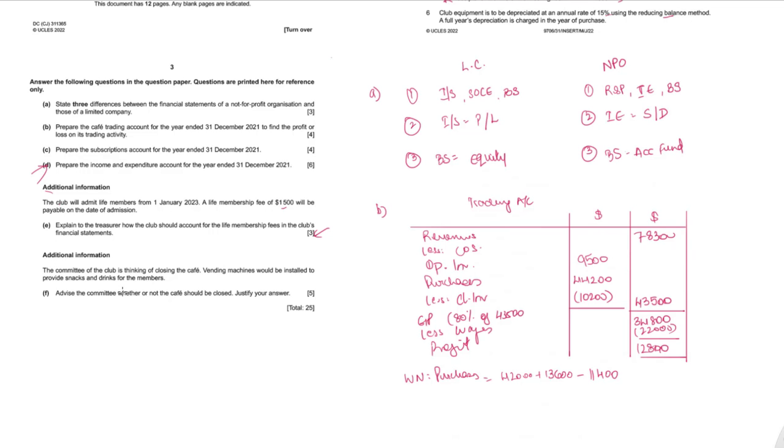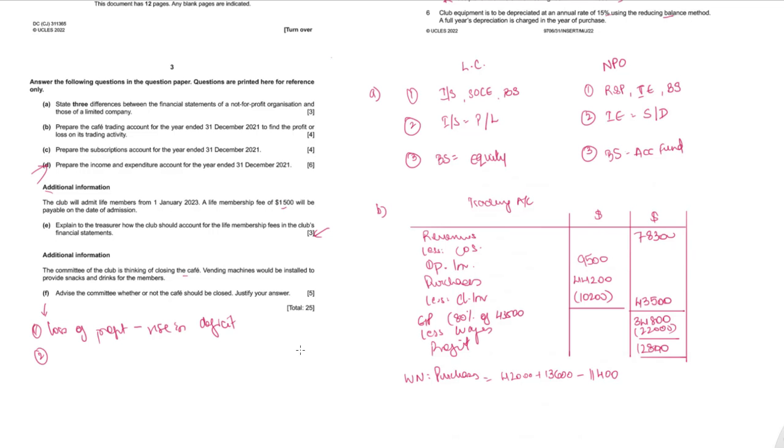Then additional information, committee of the club is thinking of closing the cafe. Vending machines would be installed to provide snacks and drinks for the members. Advise the committee whether or not the cafe should be closed. Justify your answer. So what can be written for this? See, currently the cafe trading activity is in profit. If the cafe trading activity is closed down, the club will lose this profit, and eventually the deficit in the income and expenditure account will increase. So loss of profit and rise in deficit.